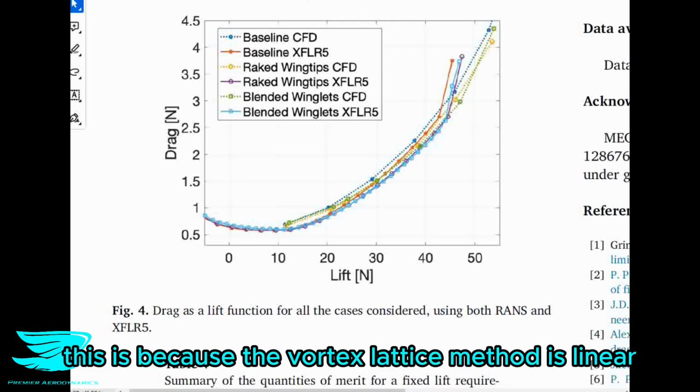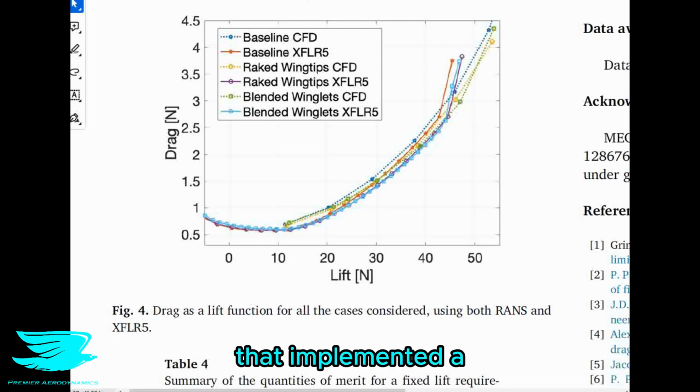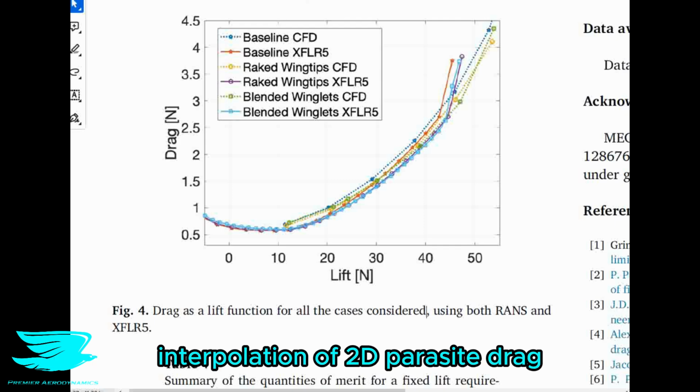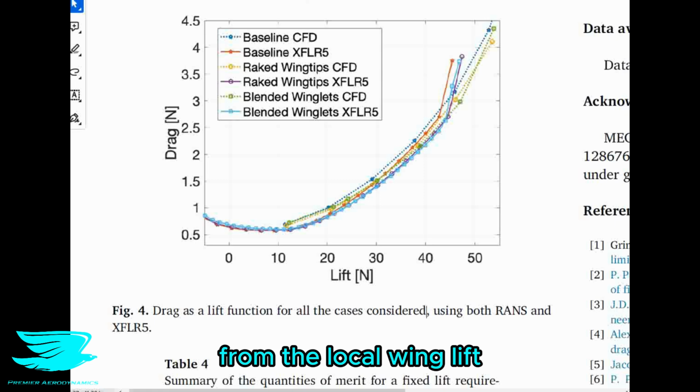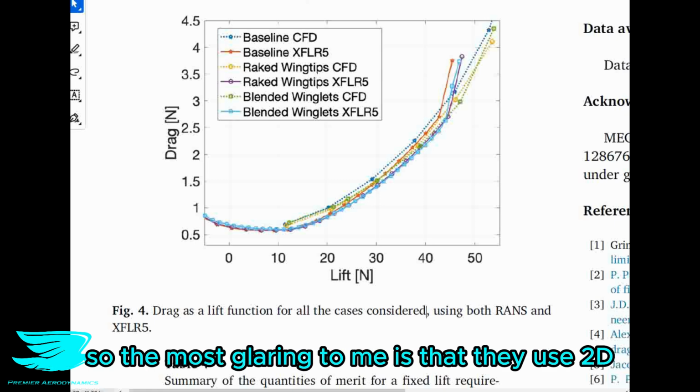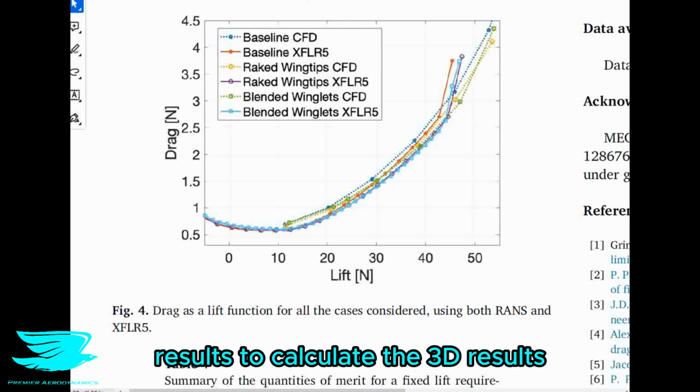This is because the vortex lattice method is linear, that implemented an inviscid flow assumption, so that is true. They also say that the calculation of the 3D viscous drag is based on the interpolation of 2D parasite drag from the local wing lift. So there are quite a lot of problems with this approach. So the most glaring to me is that they use 2D results to calculate the 3D results.